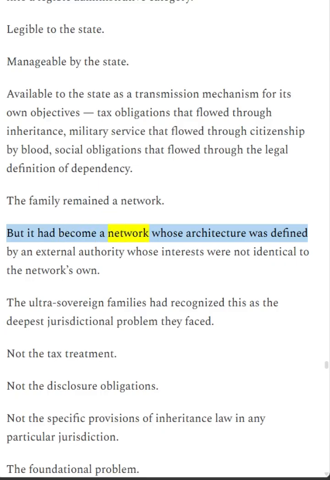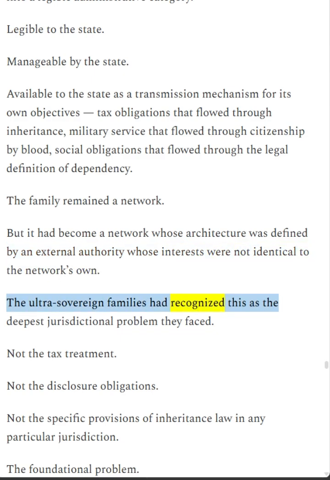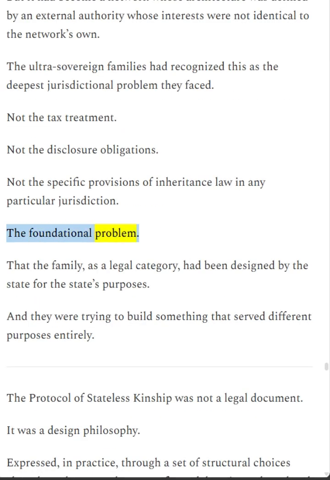The family remained a network. But it had become a network whose architecture was defined by an external authority, whose interests were not identical to the network's own. The ultra-sovereign families had recognized this as the deepest jurisdictional problem they faced. Not the tax treatment, not the disclosure obligations, not the specific provisions of inheritance law in any particular jurisdiction. The foundational problem, that the family, as a legal category, had been designed by the state for the state's purposes. And they were trying to build something that served different purposes entirely.